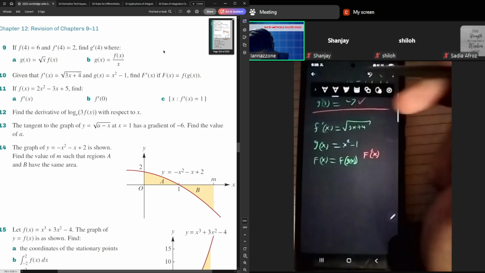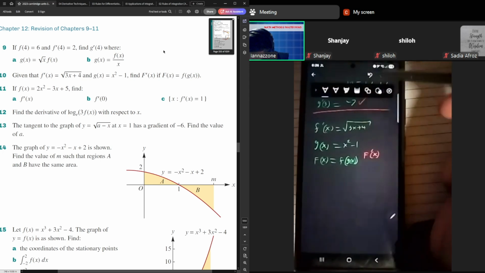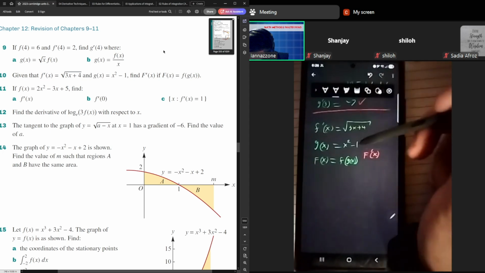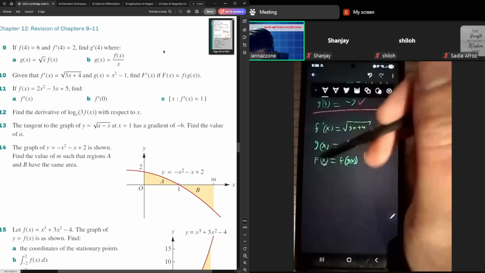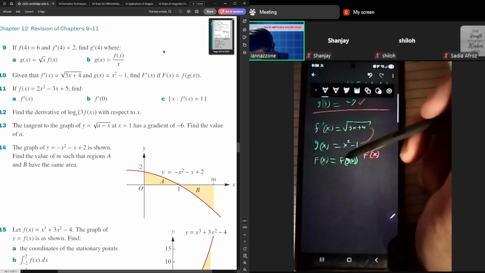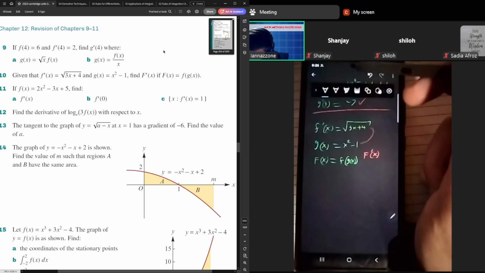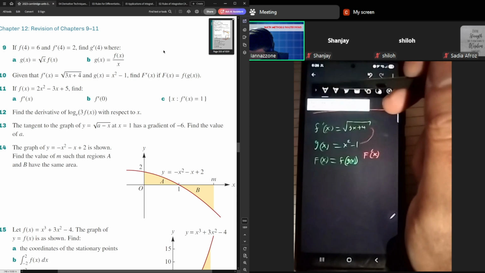So the goal is f dash. If you didn't know anything about g or little f dash, and you just had capital F of x is little f of little g, how do you get f dash from that?